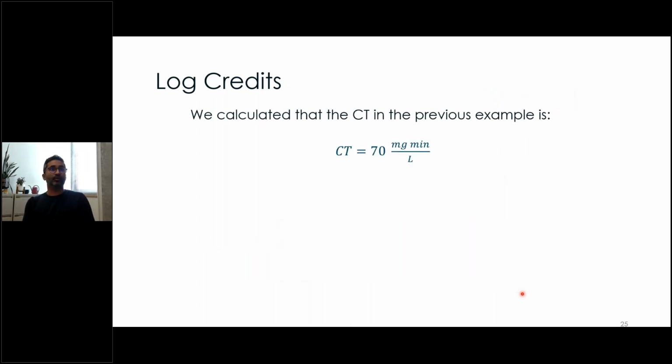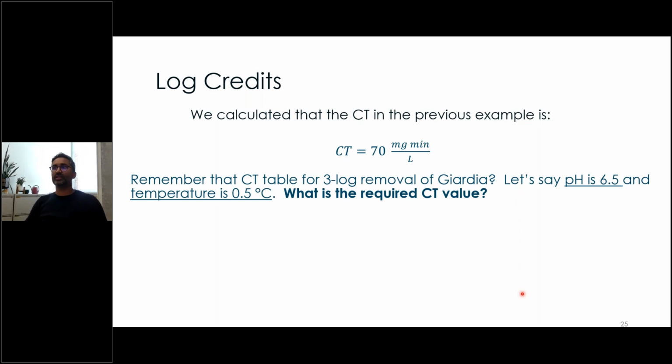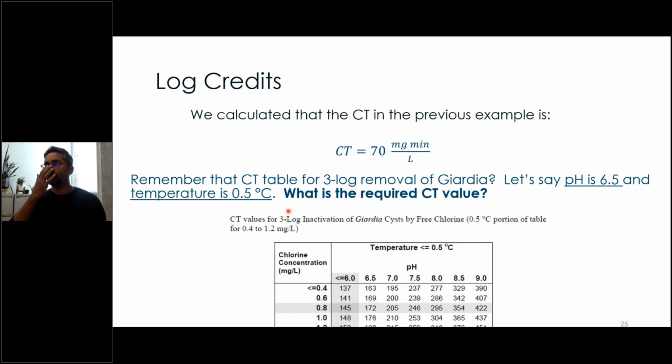So that's what we have. Now, how much removal is that actually giving us? Well, that's going to depend on our drinking water guidelines and what pathogen we're targeting. So let's say we're trying to get rid of Giardia and we want 3 log removal of Giardia. And let's say our conditions where this example is taking place is a pH of 6.5 and the temperature is 0.5 degrees Celsius. Okay, so we go to our guidelines, we look up our CT tables and we say, okay, for 0.5 degrees Celsius, pH of 6.5, and my chlorine concentration is 0.8.